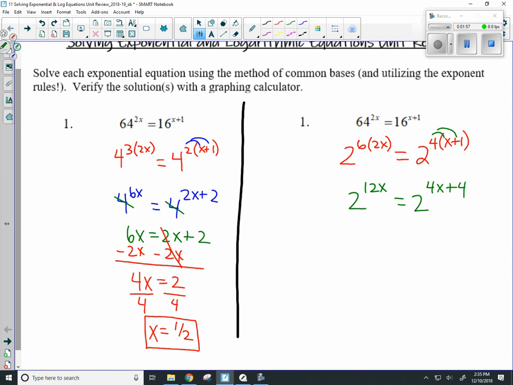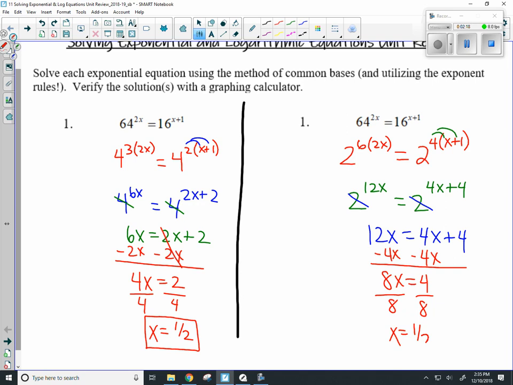We have the bases to be the same, and now the exponents have to be equal to one another, so we can say that 12x is equal to 4x plus 4. And if you subtract 4x from both sides, we get 8x is equal to 4, and when you divide by 8, you still end up with x being 1/2. So not many of these will work like this, where you can use two different bases and still arrive at the same answer, but I wanted to make sure you knew that no matter which way you went on this one, it would work out.